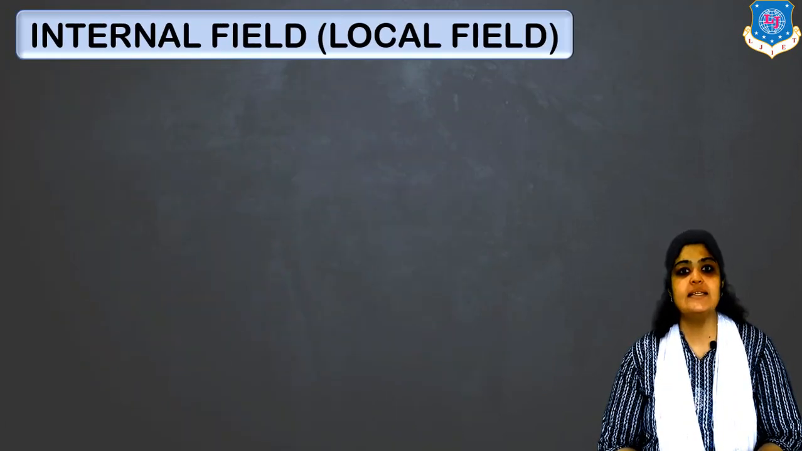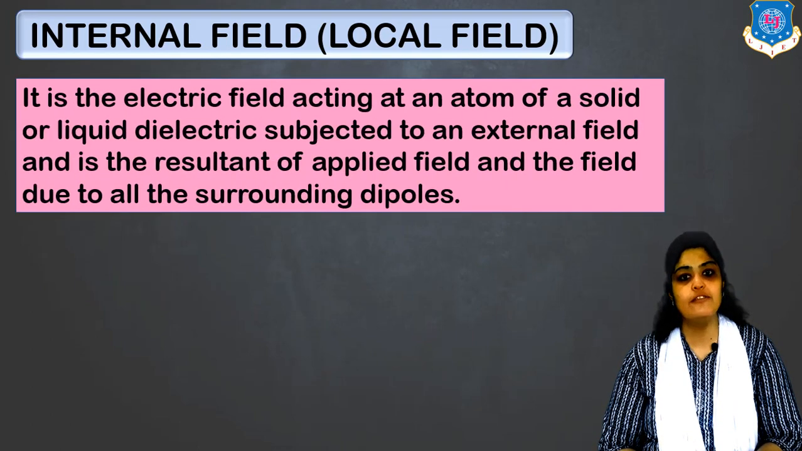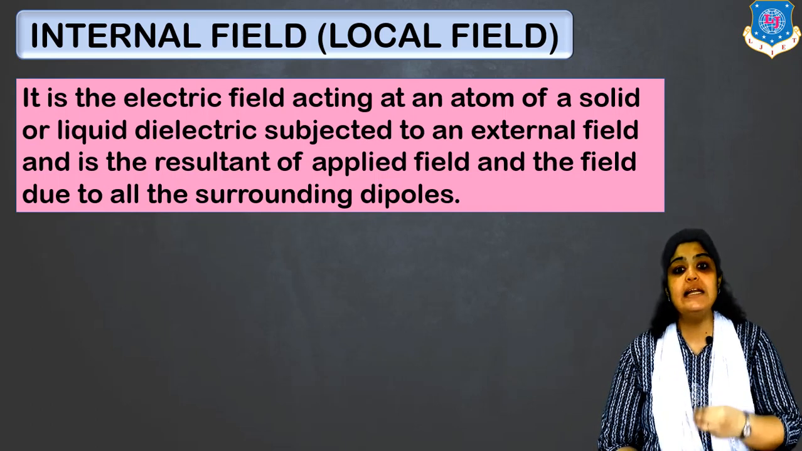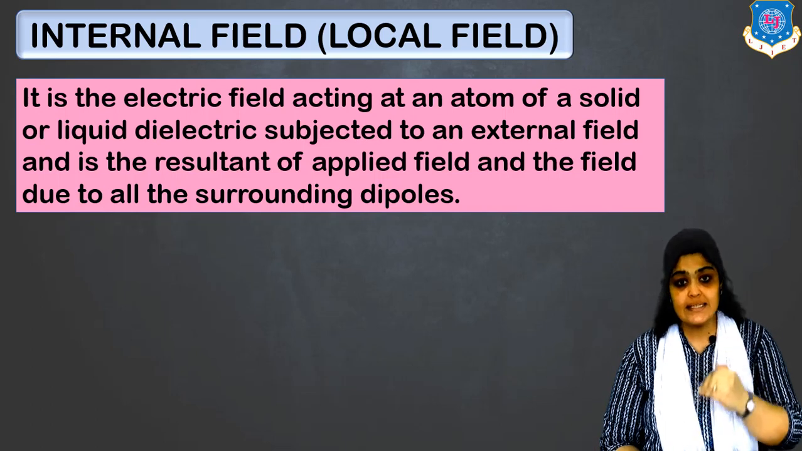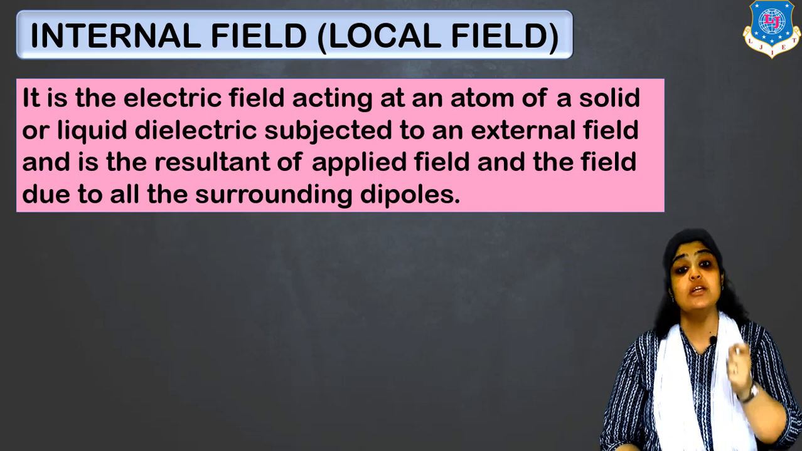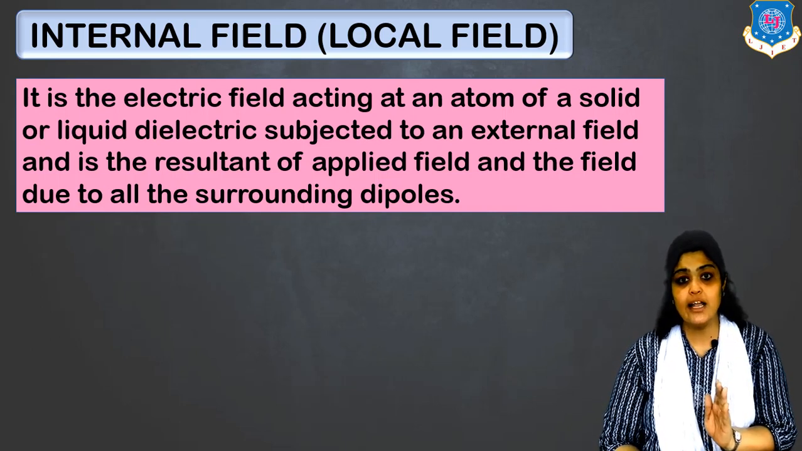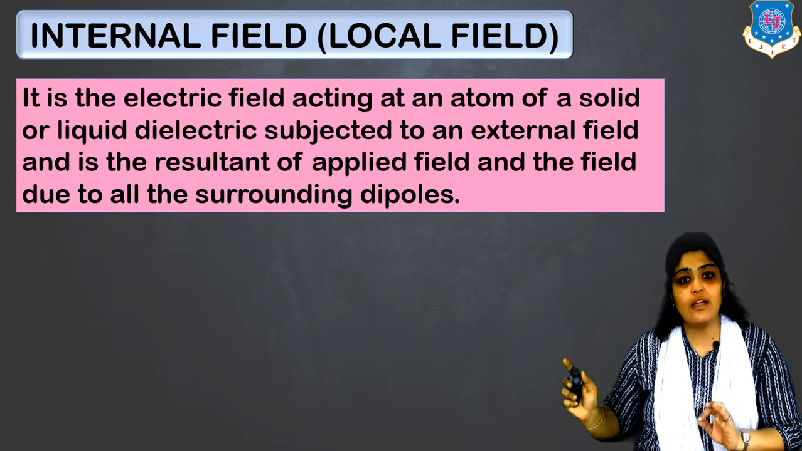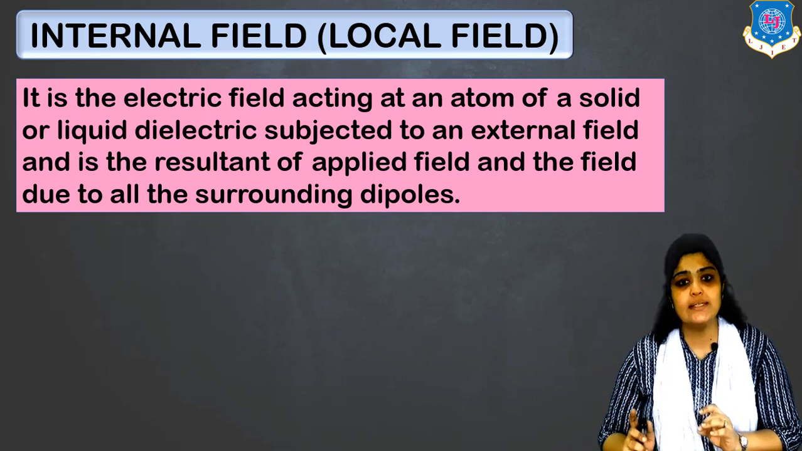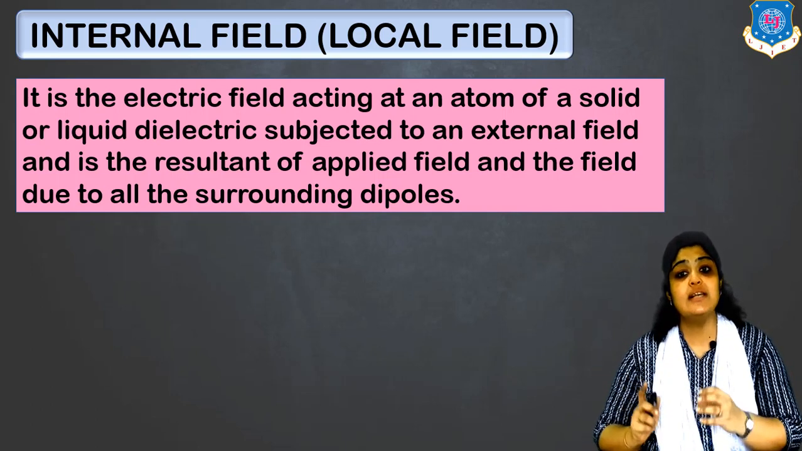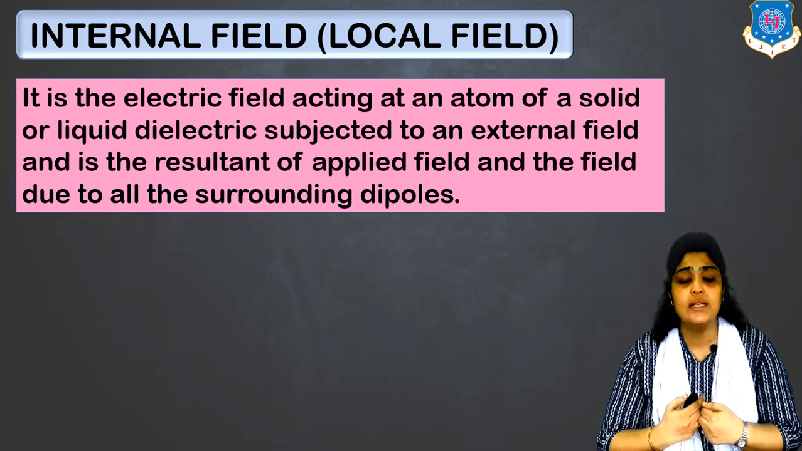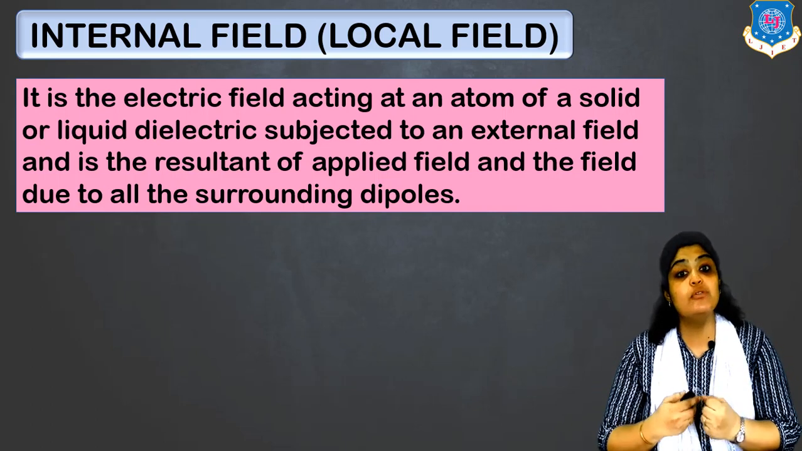Let's move ahead and discuss the second topic for today, that is internal or local field. Now, what do you mean by the term internal or local field? We know that whenever an electric field is applied to a dielectric, dipoles are created inside the dielectric. Or I can say there is an electric field induced inside the dielectric due to the creation of dipoles. Is that clear? This is known as the electric field acting on an atom of a solid or liquid dielectric subjected to an external electric field, which is a resultant of the applied field and the field due to all the surrounding dipoles.